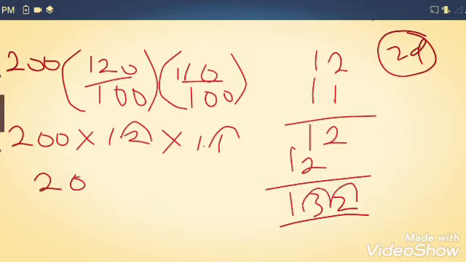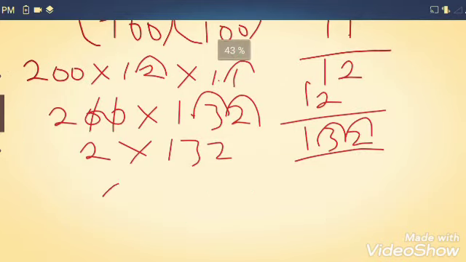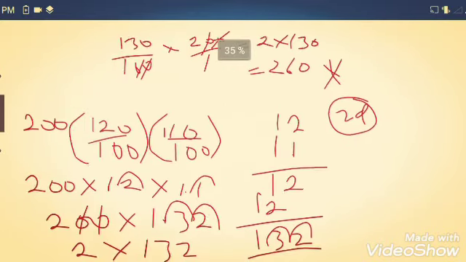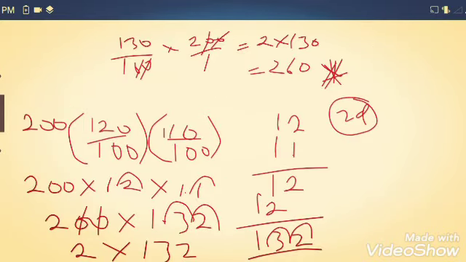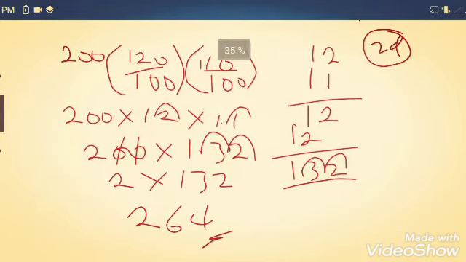So I have 200 times 1.32. Now when I multiply this, 0 will move this decimal place, this other 0 will move it out. So now I have 2 times 132, and that will give me 264. So when you look at this, you will see that this answer is different from the answer we got before, which is 260. So this is actually the right method to solve questions like this.